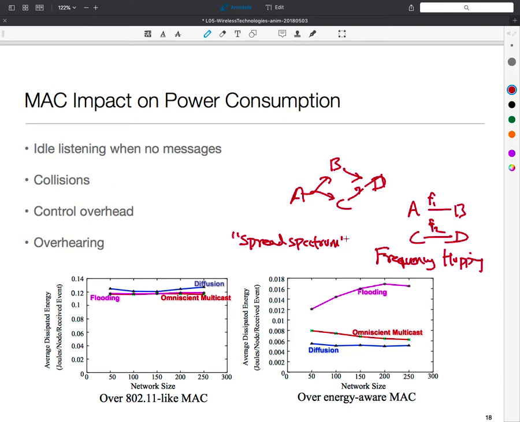There are other ways of doing spread spectrum also. This particular way of doing spread spectrum with frequency hopping was invented by a Hollywood actress. That's an interesting story behind it. Hedy Lamarr, apparently in the late 1930s, held the patent and whatnot. So spread spectrum using frequency hopping is one approach.